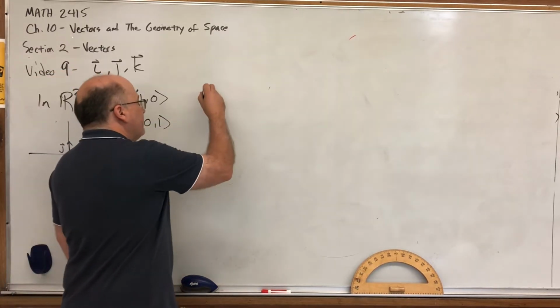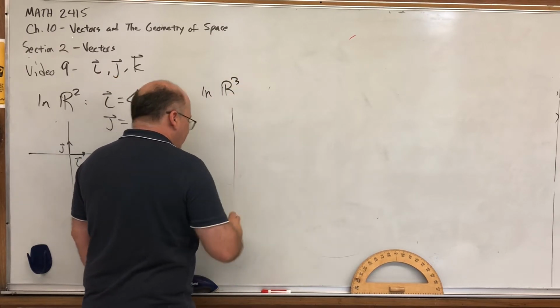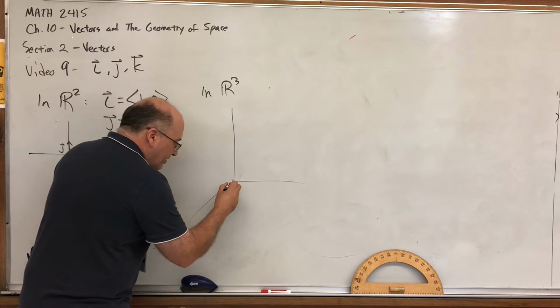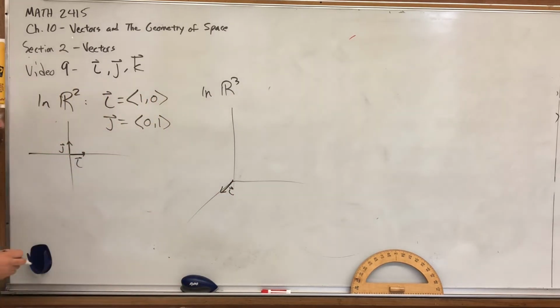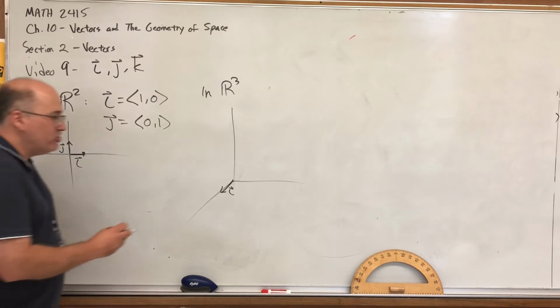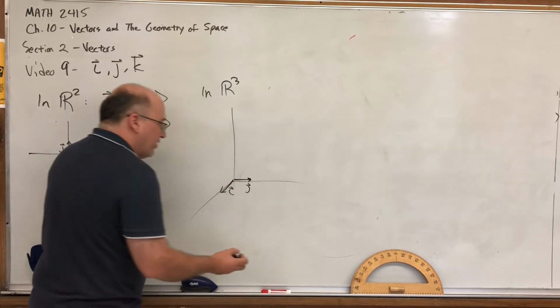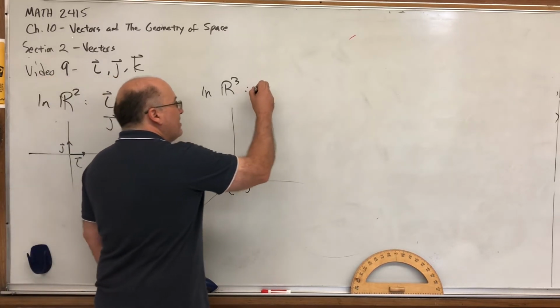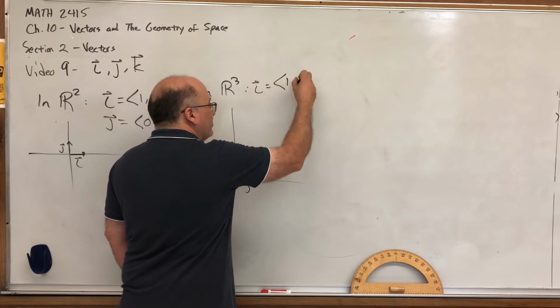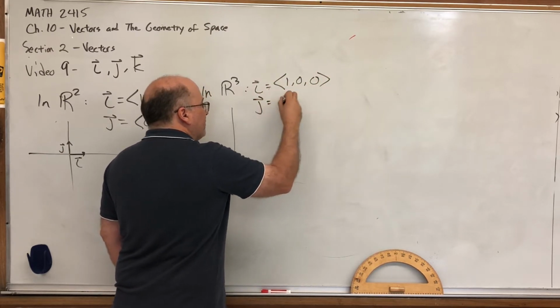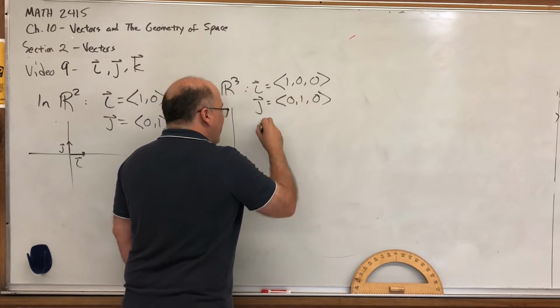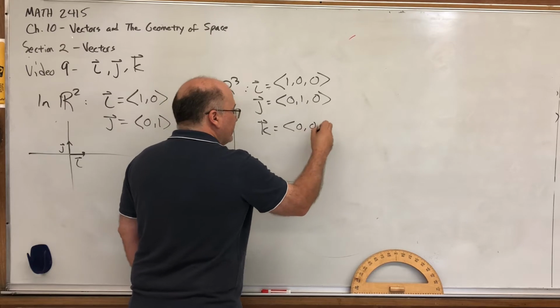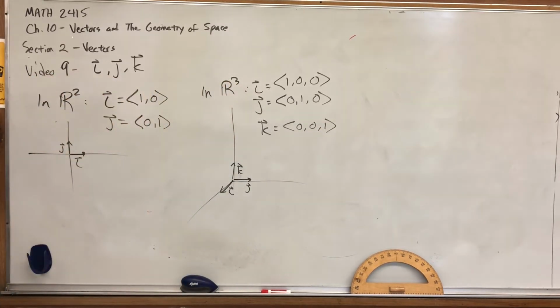But in R3, where we have an x-axis, a y-axis, and a z-axis, I is still 1 unit in the x direction, and J is still 1 unit in the y direction, but now K is 1 unit in the z direction. So in R3, vector I in component form is (1, 0, 0). Vector J is (0, 1, 0). And vector K is (0, 0, 1). So they're just very special unit vectors. All of those have a magnitude of 1. If you think about it, it makes perfect sense.